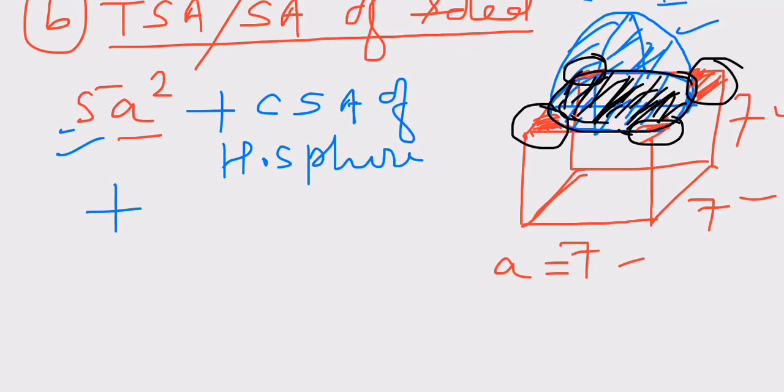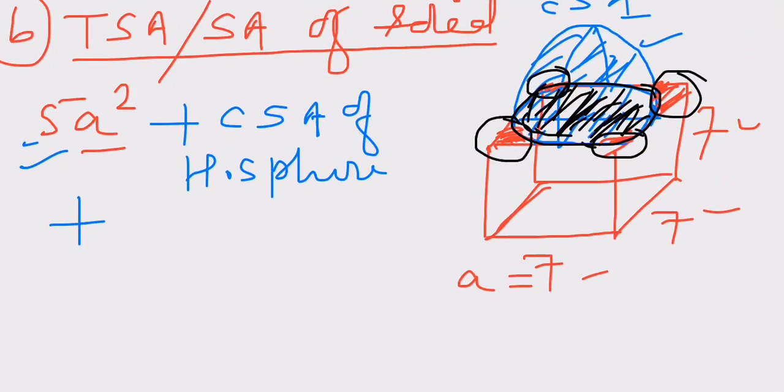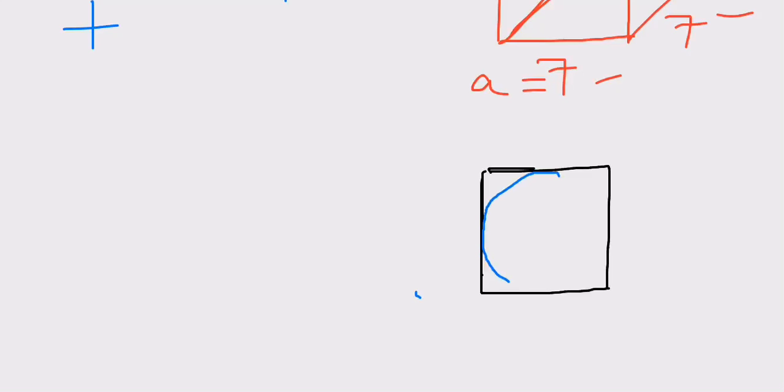Now this can easily be explained if we look at the top view of the solid figure. How will the top view of the solid figure appear? Just try to visualize. This is the top face of the cubical block, and on this top face a hemisphere has been mounted in this way. This is the base of the hemisphere.